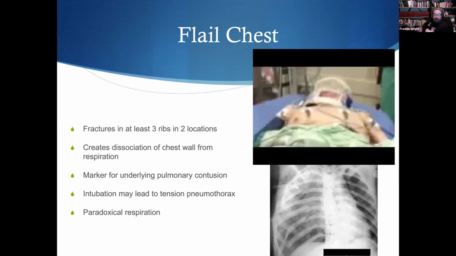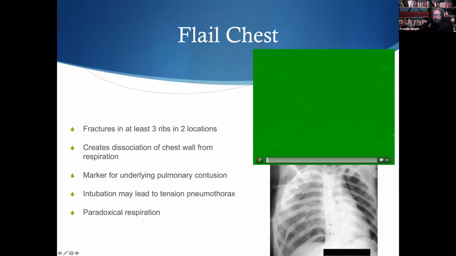First of all, it takes a lot of force to do that, and often the lungs themselves are significantly contused, and they're likely to develop significant worsening of their pulmonary status in the first 24 hours. But what we'll often see, if this plays, is this pattern.